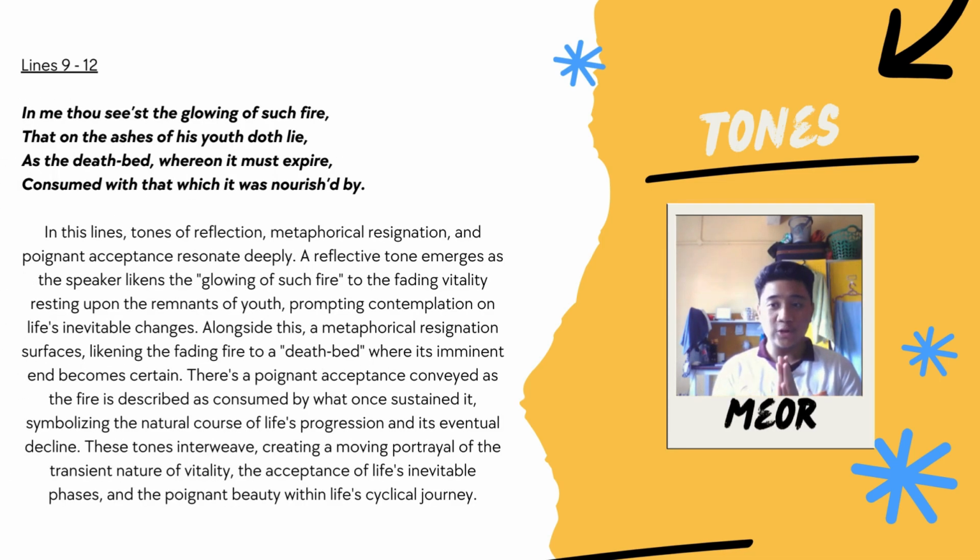Let's proceed to lines 9 to 12. In me thou seest the glowing of such fire, that on the ashes of his youth doth lie, as the deathbed whereon it must expire, consumed with that which it was nourished by. The lines convey a sense of contemplation, metaphorical acceptance, and a deep understanding.